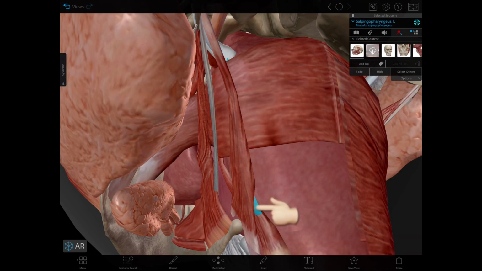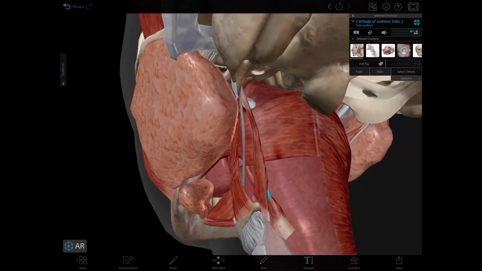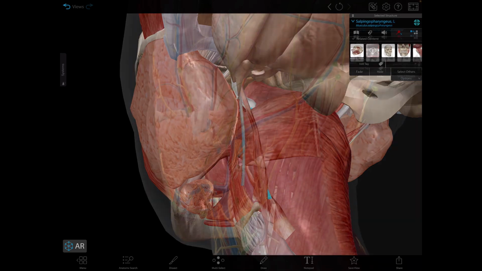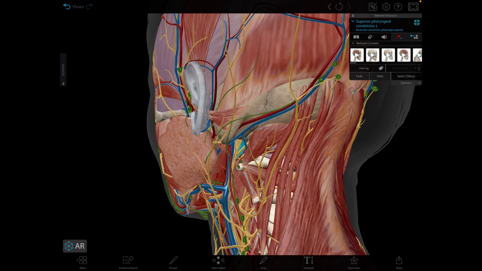And lastly, the salpingopharyngeus, which is a muscle that has an origin in the cartilage of the auditory tube near the tube's pharyngeal opening, so that's gonna be over here. And the insertion, these fibers are going to descend, forming a salpingopharyngeal fold, and they blend with those of the palatopharyngeus.